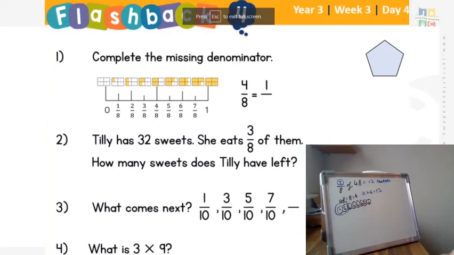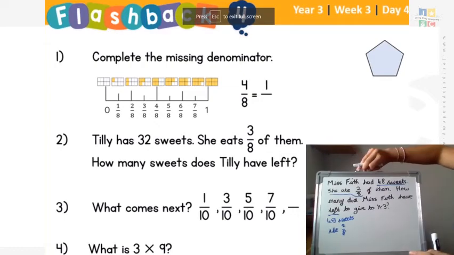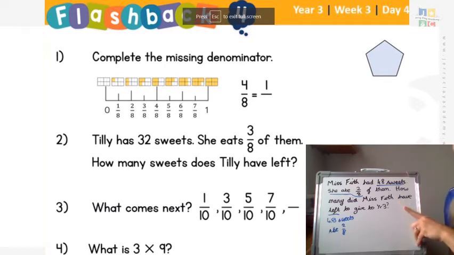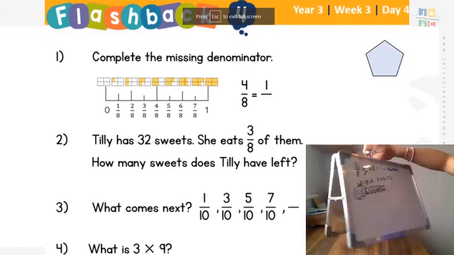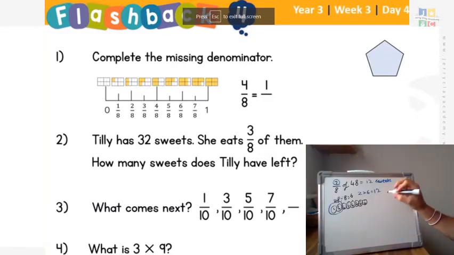Now, the next part of the question, it says I ate 2/8, so I know that Miss Faith, myself, ate 12 sweets, but then it says how many did I have left to give to my class, to give to year 3. So I need to find what 48, because that's how many I started with, and I've eaten 12, so if I do 8 take away 2 is 6, 4 take away 1 is 3, and I would have 36 sweets to share with my class. So that would be one way. So if you've got 36, fantastic.